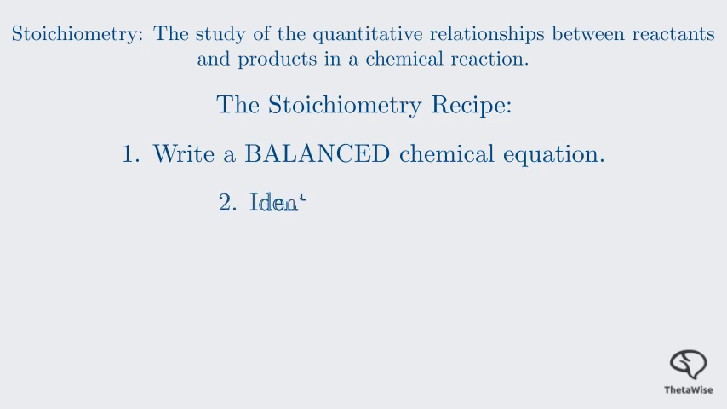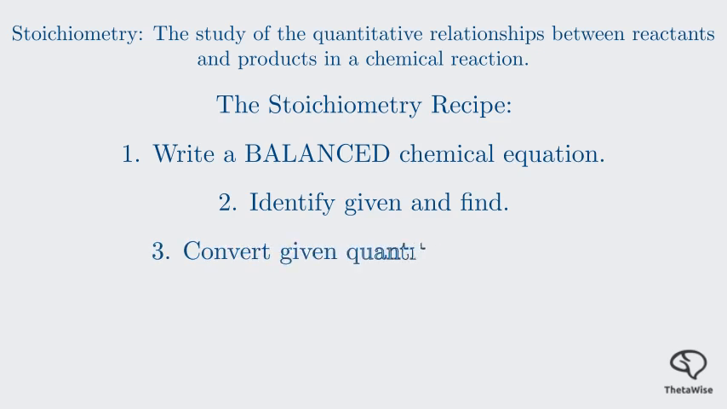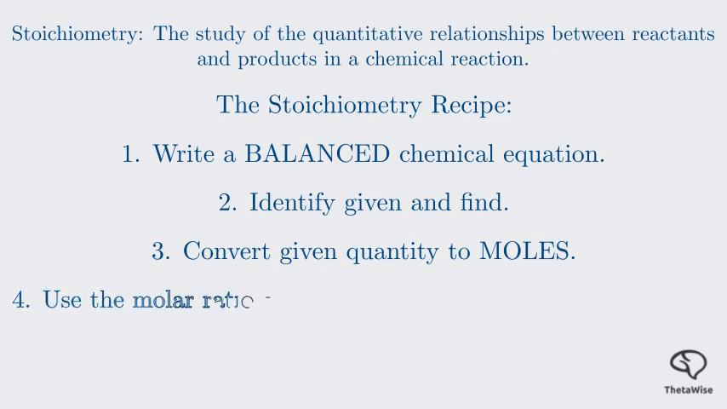Step 2. Identify what you're given and what you need to find. Step 3. Convert your given quantity to moles. Remember our mole island? This is how you start your journey. And step 4. Use the molar ratio from your balanced equation to convert the moles of your given substance into the moles of your desired substance. Let's see this in action.